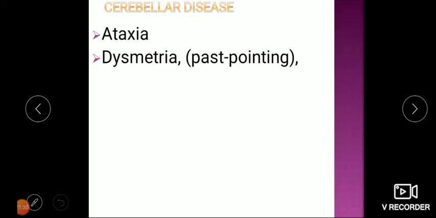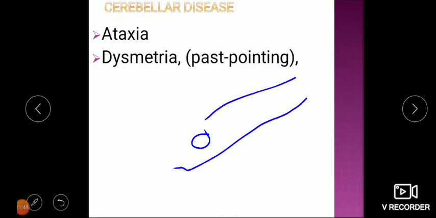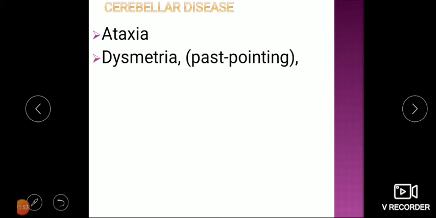So dysmetria, past pointing, means if I want to touch some object, a certain amount of contraction is required, but as the correction is not there, I may go too far behind or may come short at one point. For example, I want to touch here, my finger may go like this at this point or it may end here. So this is called dysmetria or past pointing. Person is unable to exactly fix the amount of contraction required.